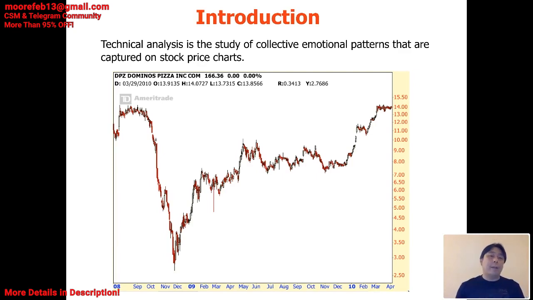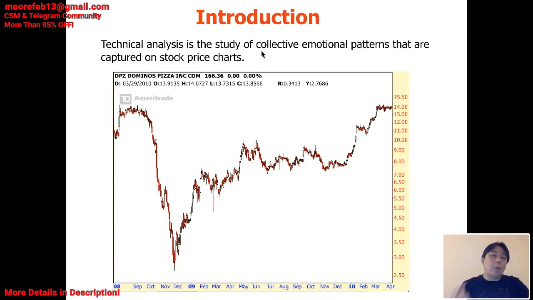And technical analysis is really about the study of collective emotional patterns that are captured on stock price charts. See, you got to understand that in the short term, and when I say short term in this context, I'm saying less than 3 years, right? In the short term, the stock market is not always rational. In fact, the stock market is irrational very often. In the short term, the stock market is emotional. Prices go up and down every single day, but it doesn't mean that the company has changed, right? The company is making the same profits, having the same directors, having the same service and product.